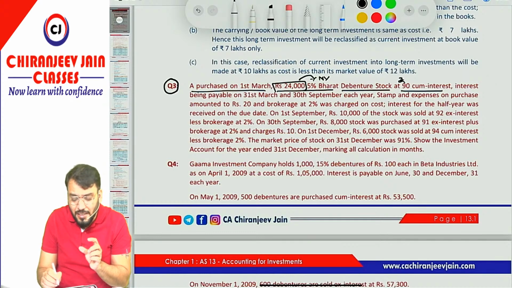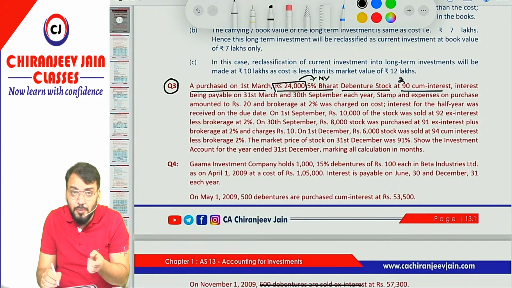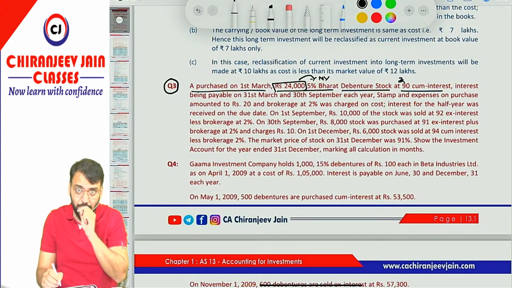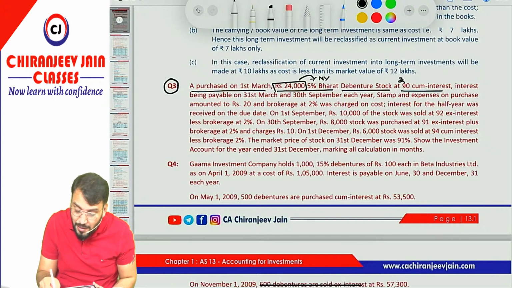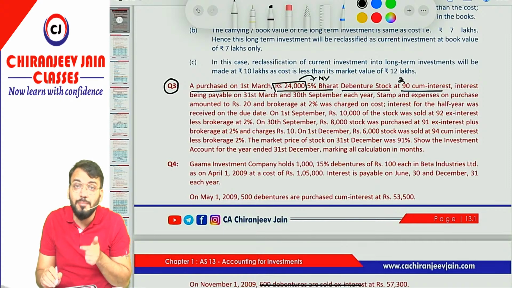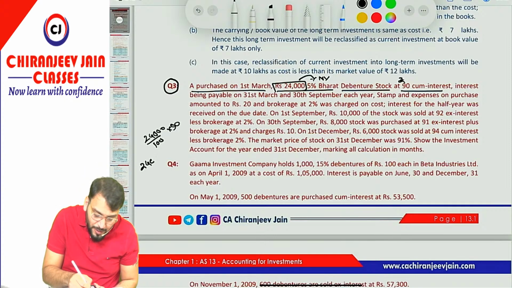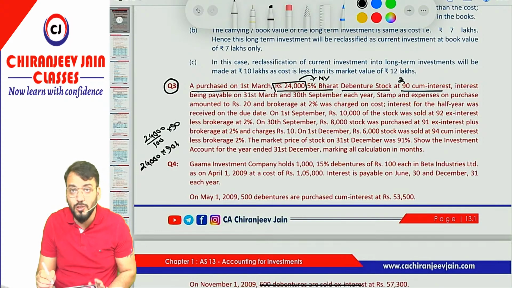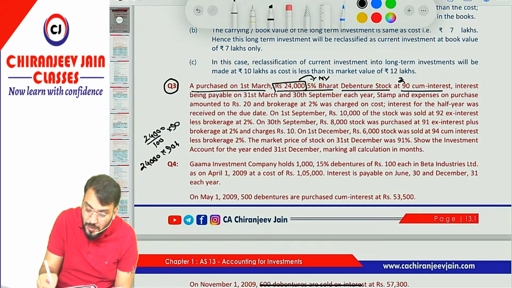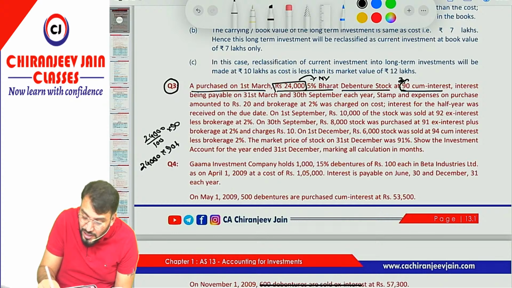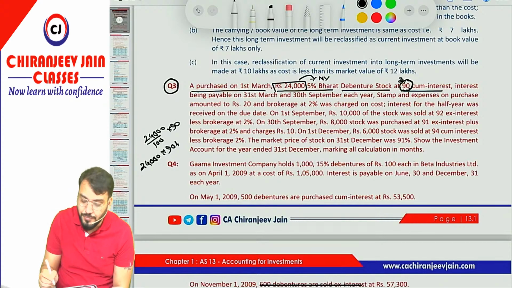So can you say the cum interest price will be 90% of 24,000. So what is the purchase price? That will become 90% of 24,000. Or we can say in this way, 24,000 divided by 100 into 90, or directly 24,000 into 90%. Both will give the same answer. So this is the nominal value, and this is the purchase price per debenture.